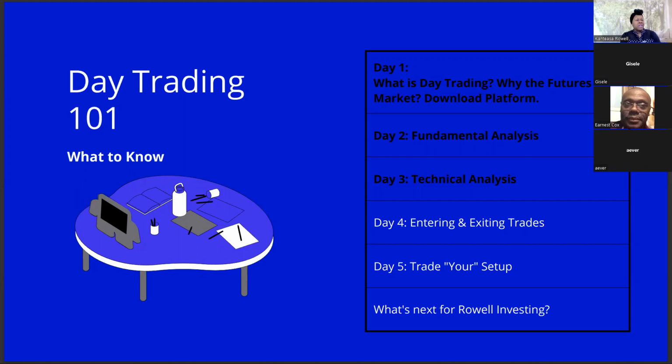If you have been here for all 4 nights, could you please type a 4 in the chat box? If you have been here for 3 nights, type a 3. If you have been here for 2 nights, type a 2. And if this is your first time, type a 1, and we welcome you. We're happy to have you regardless of the number of nights that you have been here. Let's see, 4s, 3s. Good, good.